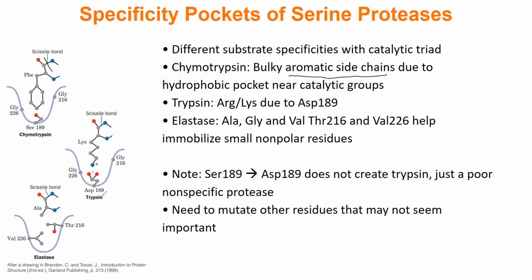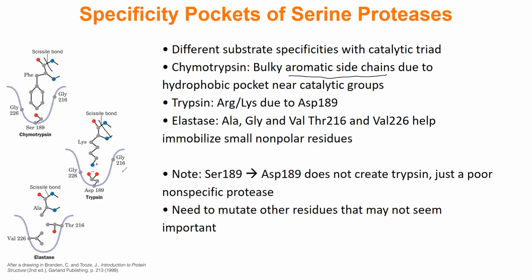Trypsin, on the other hand, cuts after positively charged amino acids. And like chymotrypsin, we have 2 glycines in the same spot. But the big difference here is that instead of serine at position 189, we have the negatively charged aspartic acid at position 189, which is causing this favorable charge interaction to happen, where we have our positive amino acid interacting with our negatively charged amino acid. Once we have bound in the specificity pocket, we cut after the positive amino acid.